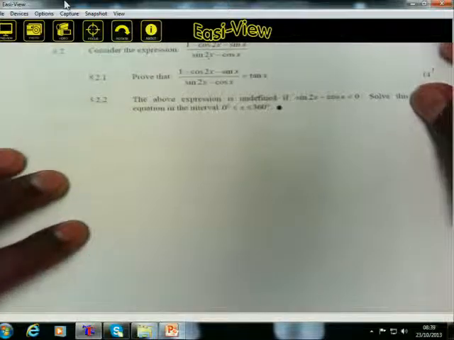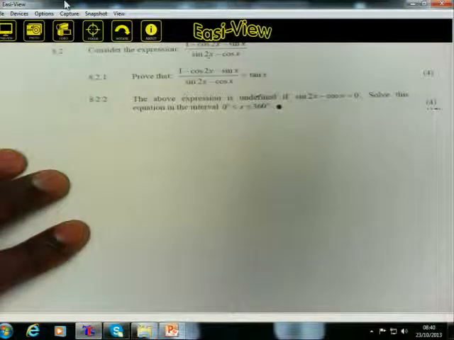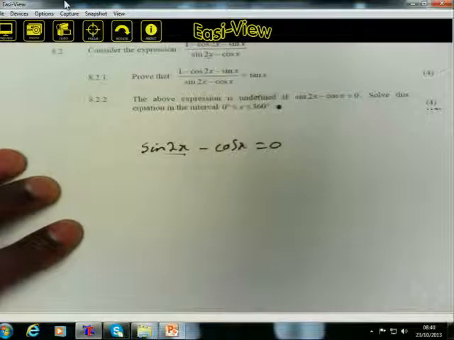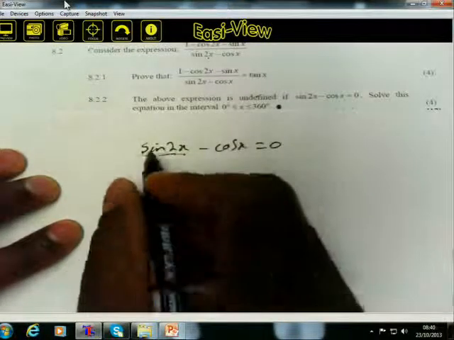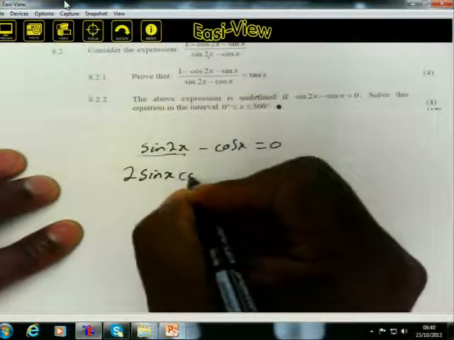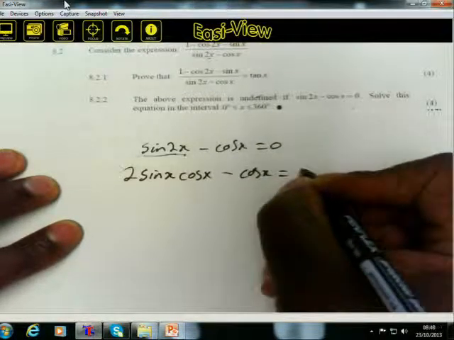For the above expression is undefined if sine 2x minus cos x is equal to 0, if the denominator here is equal to 0. Solve this equation in that given interval. Let's solve the equation. You've got the sine of 2x minus cos x, which is equal to 0. We need to solve for x there. Sine 2x, you remember, that is a double angle. The formula for double angle for sine 2x will then be 2 sine x cos x. Now, minus the cos of x, which is equal to 0.